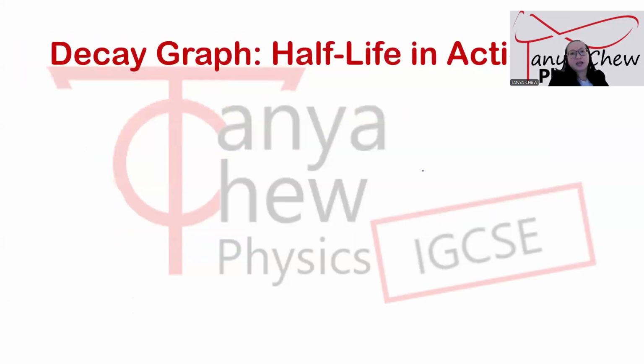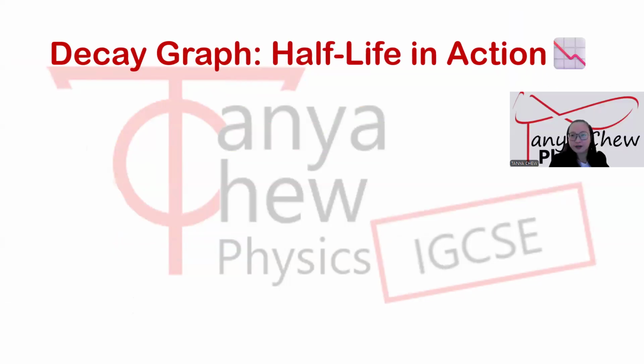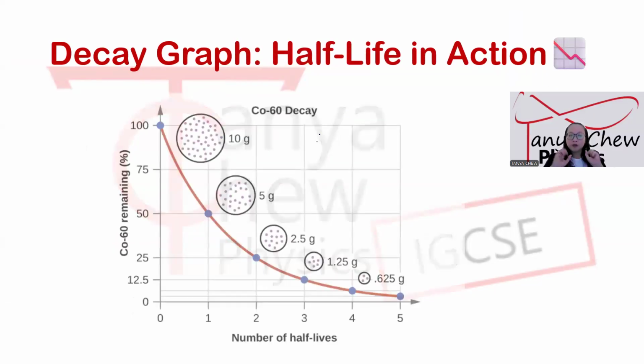This is the decay graph. Half-life in action. Let us look at the graph. When you look at this graph, the decaying graph is always exponential. The graph of decay is always exponential. So just bear this in mind. When you look at the graph, you have to understand right away that when the number of half-lives is equal to 0, this 100 on the y-axis shows you the initial count rate or initial number of that radioactive isotope.